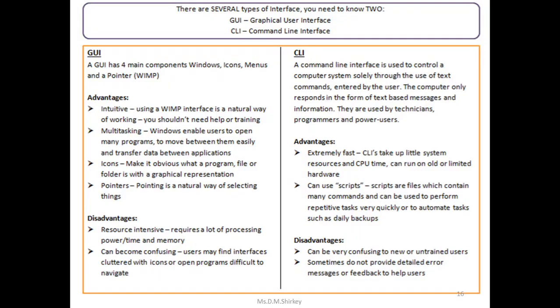Now, what are the advantages and disadvantages of GUI and CLI? Advantages are intuitive, multitasking, icons, and pointers. Multitasking means Windows enables the user to open many kinds of programs, switch between them easily, and transfer data between the applications. Like you all know, you can simultaneously open a Word file, a PDF file, and a browser, and search for any kind of content. So GUI based operating systems are called multitasking.